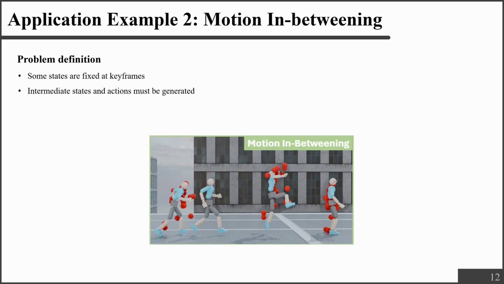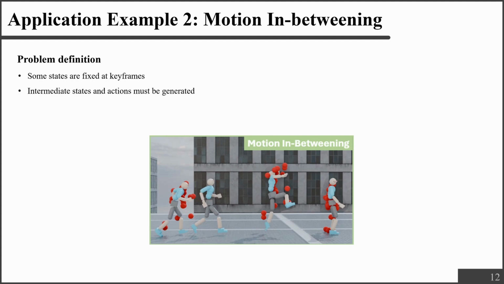Another example is motion in-betweening. Motion in-betweening fixes a set of keyframes, then asks the model to generate the missing segments. In a physics-based setting, the missing segment must be dynamically consistent and stable, not only visually smooth. Inpainting in diffusion constrains the time index to given values and samples the rest.